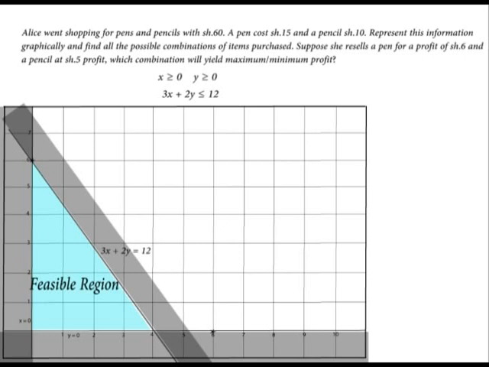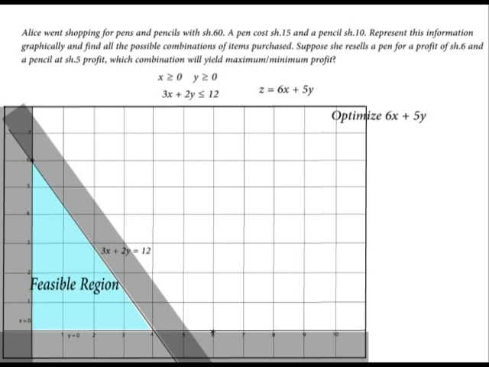In this case, we need to form the expression for the profit. Each pen makes a profit of 6 shillings and there are x pens. Therefore, we have 6x plus each pencil makes a profit of 5 shillings, and so y pencils will have a profit of 5y. So our objective function is 6x plus 5y. Sometimes we represent it with z. So we say z is equal to 6x plus 5y. This is the function we need to optimize, meaning we find the minimum and the maximum values.